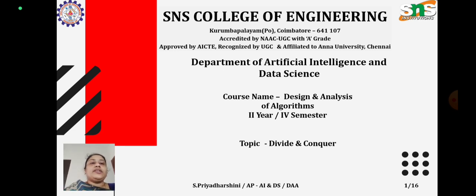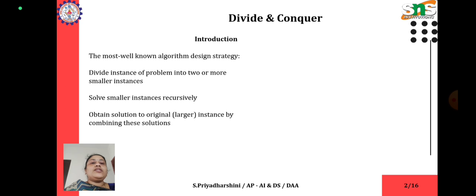Let's start the topic. First we'll see what divide and conquer is. The most well-known algorithm design strategy is divide and conquer. Here we divide the instance of a problem into two or more smaller instances, then solve these smaller instances recursively and obtain the solution to the original instance by combining these solutions. So this is the general introduction of divide and conquer.